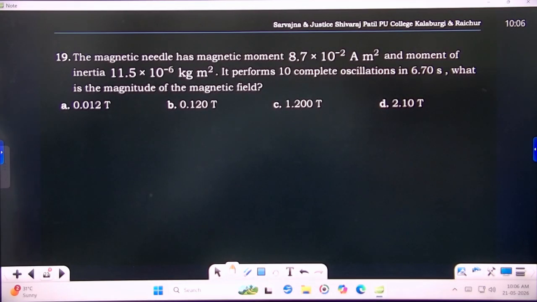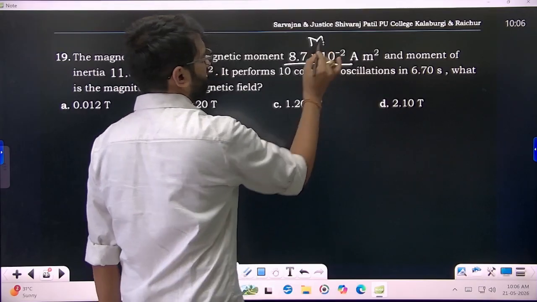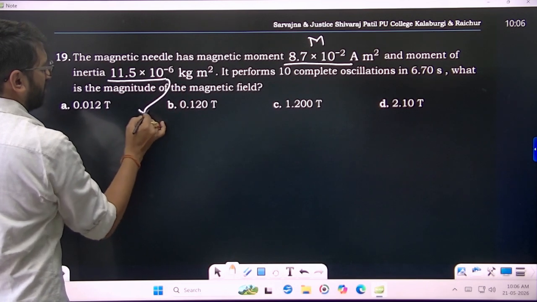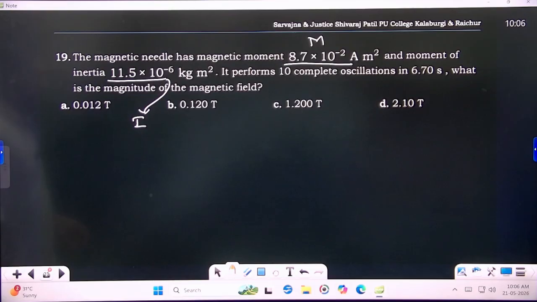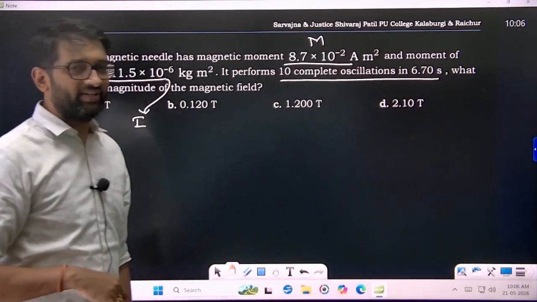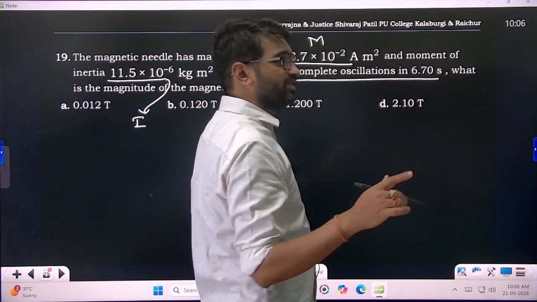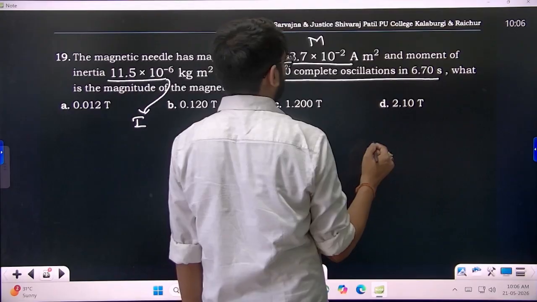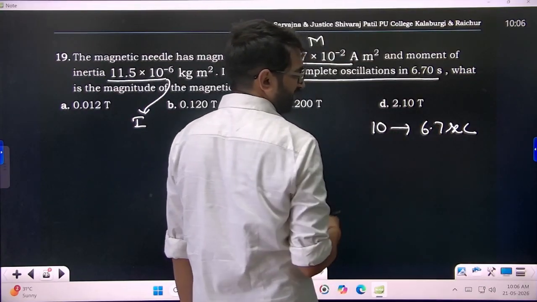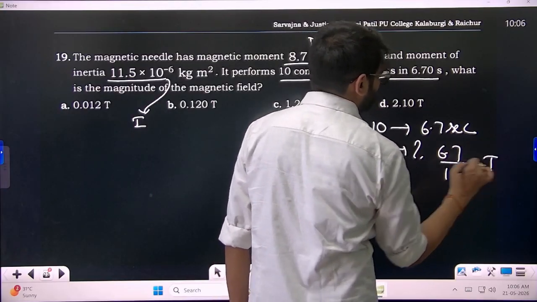Next. The magnetic needle has a magnetic moment. This is M. And moment of inertia. This is moment of inertia. I think the calculations will be lengthy over here. It performs 10 oscillations in 6.7 seconds. So here, time taken for one oscillation is called as a time period. So how much is the time taken for 10 oscillations? For 10 oscillations, 6.7 seconds. For one oscillation, how much? 6.7 divided by 10. This will be the time period.